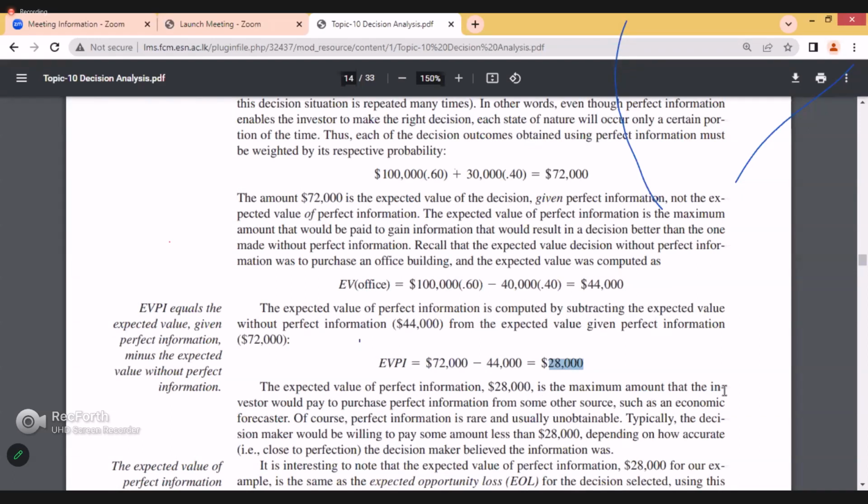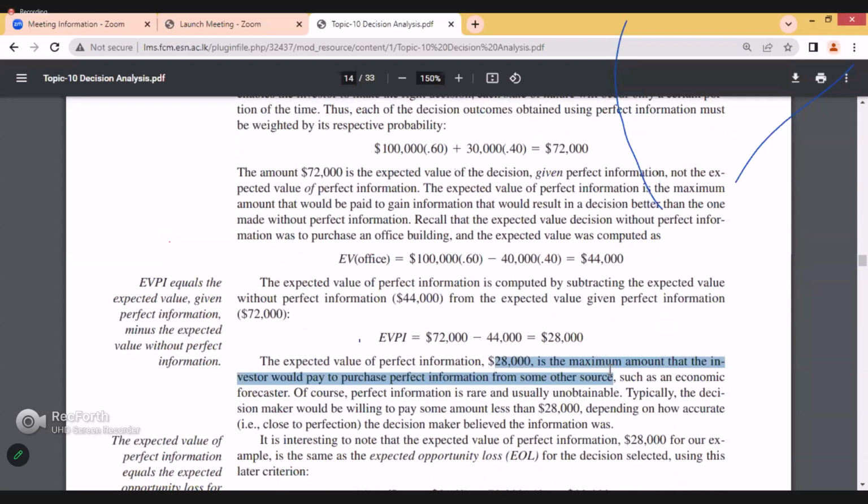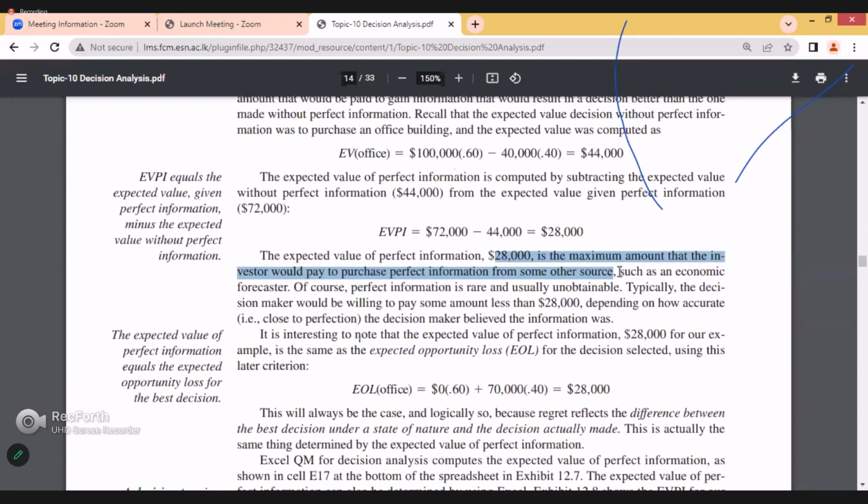The maximum amount that investors would pay to purchase perfect information from the sources. How much can we pay to get the perfect, accurate, full information? Because information is expensive. Therefore, we have to look into how much we can pay to get information, because information is not free. You have to pay, right? So that's why it's kind of related.